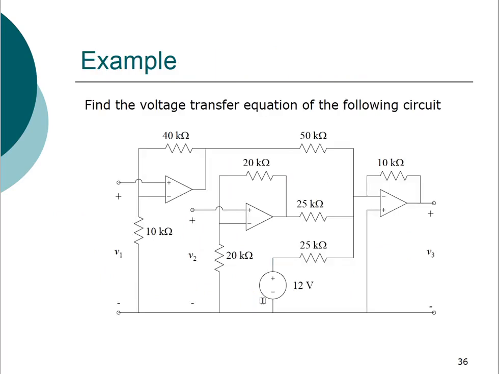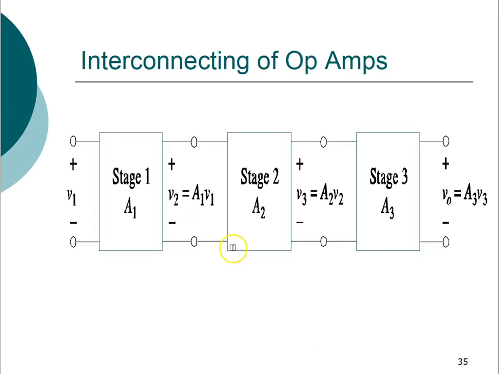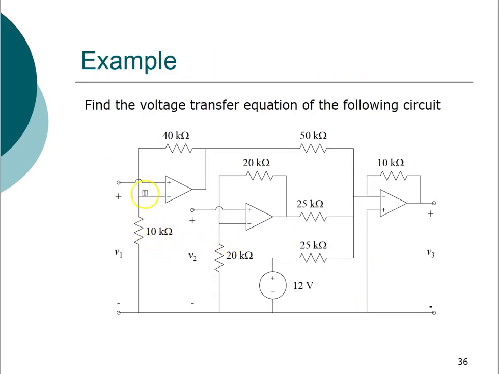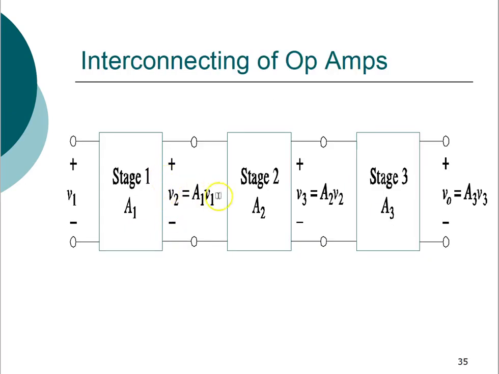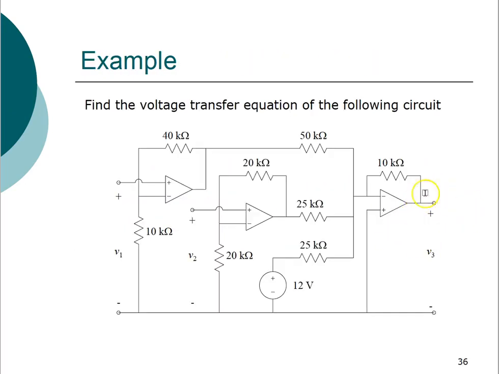Now this is an example circuit. You have to find the voltage transfer equation of this particular circuit. You can pause the video and try to find it out. I'll end this lecture with this last slide, for you to pause and see what is happening in this particular circuit. It is based on this particular principle, where these are the three-stage op-amp, and if you use this formula, you can easily calculate the output voltage.